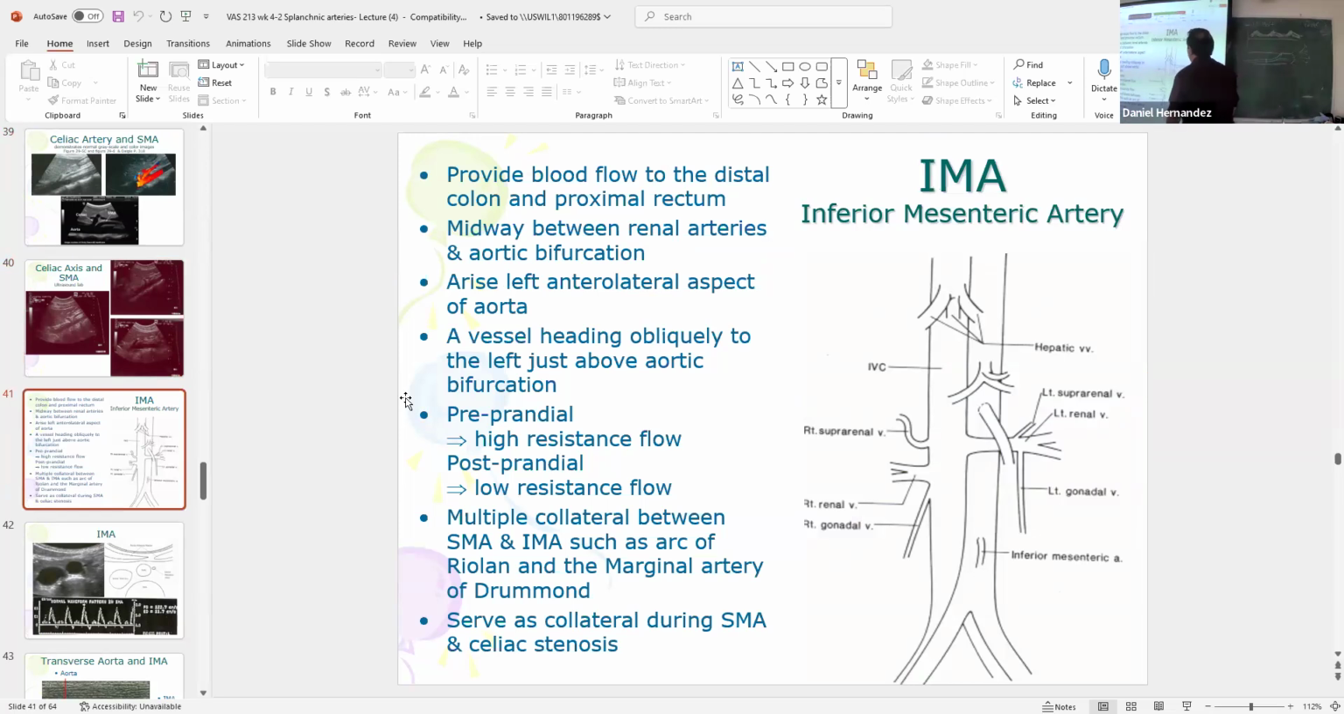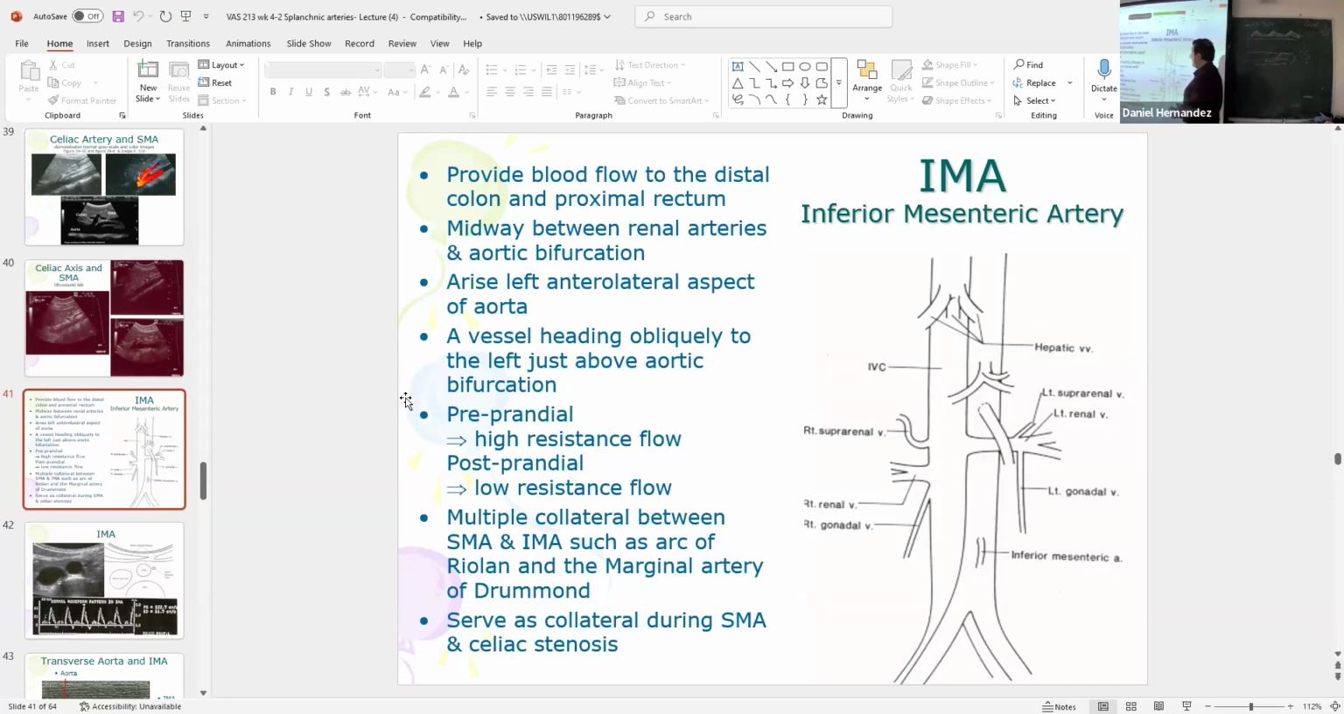Right, IMA. So this one now provides, I think, the patient's left side of their body, the parts of the digestive tract on the left side now, all the way down to the rectum. So location, it's midway between the renal arteries and the aortic bifurcation. If renal arteries are mid, and bifurcation is the end of the aorta, it's kind of mid distal.